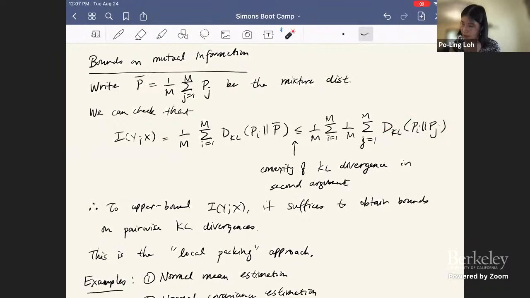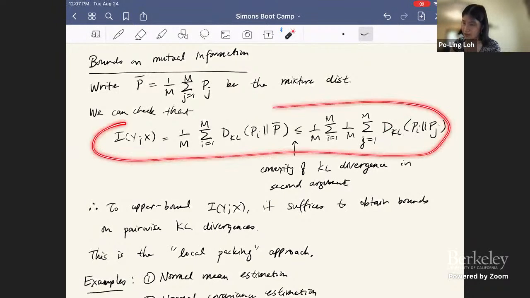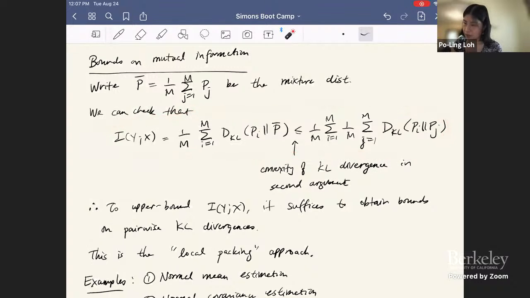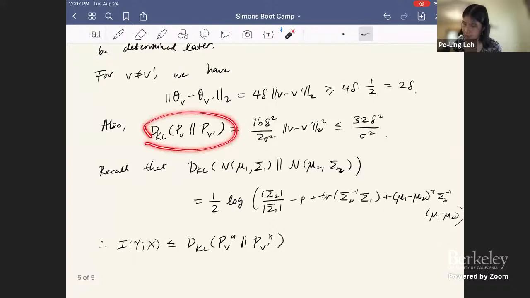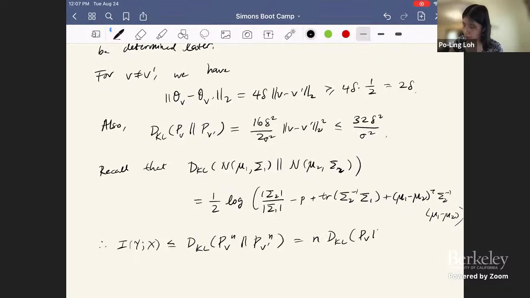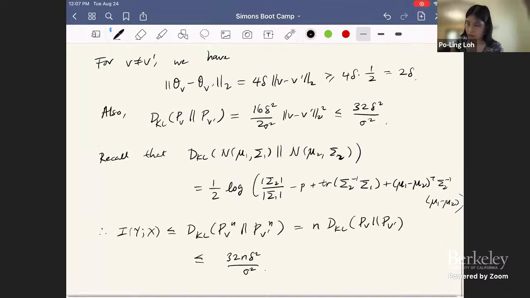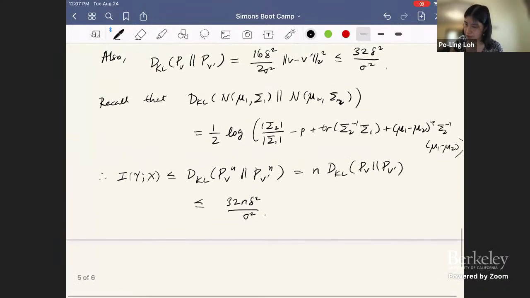But now we need to remember that in our derivation of Fano's inequality, we were dealing with these P's as being the n-fold product distributions. And down here, when I've computed this KL divergence, this was just as if we had one sample from a Gaussian distribution. So really, we need to be looking at the n-fold product distributions. Well, we know that the KL divergence tensorizes, so this is n times the KL divergence of P_v and P_v prime. So our bound tells us that this is bounded by 32 n delta squared over sigma squared. Okay, so now we have all the ingredients we need.